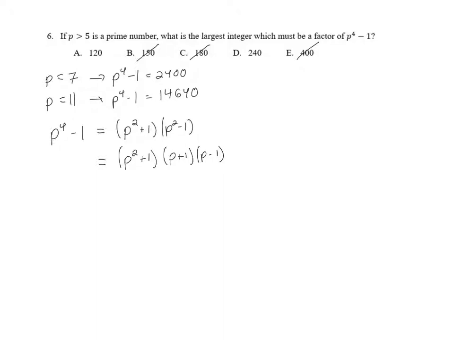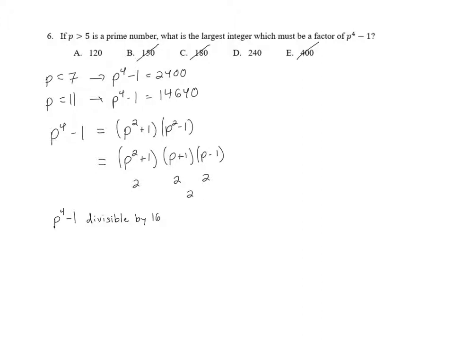Because p is a prime number greater than 5, we know that p is odd. That means that p plus 1 and p minus 1 are both multiples of 2. And in fact, they're consecutive even numbers. That means one of them is divisible by 4. So that's another factor of 2. Also, p squared plus 1 has to be an even number, so that's also divisible by 2. That means that p to the fourth minus 1 must be divisible by 2 to the fourth power, or 16.